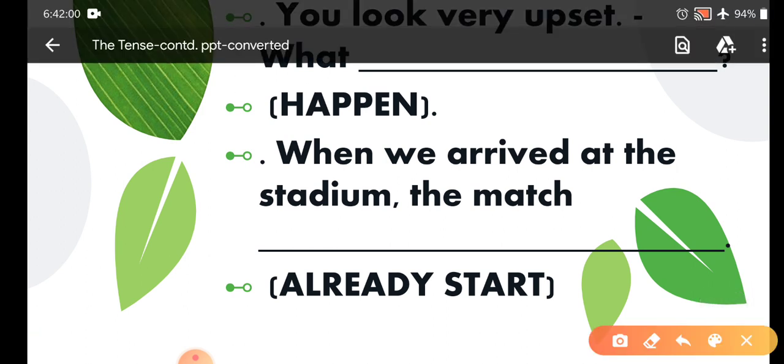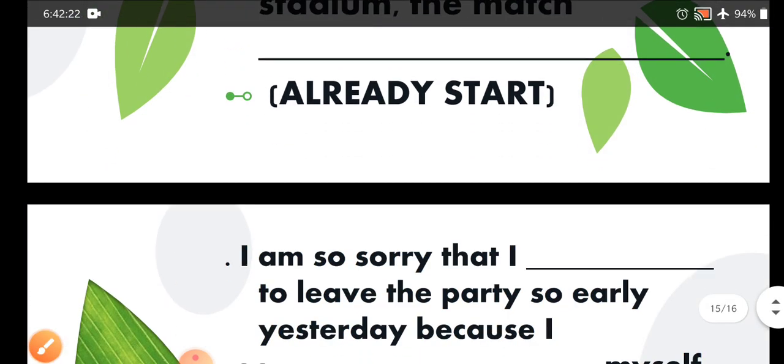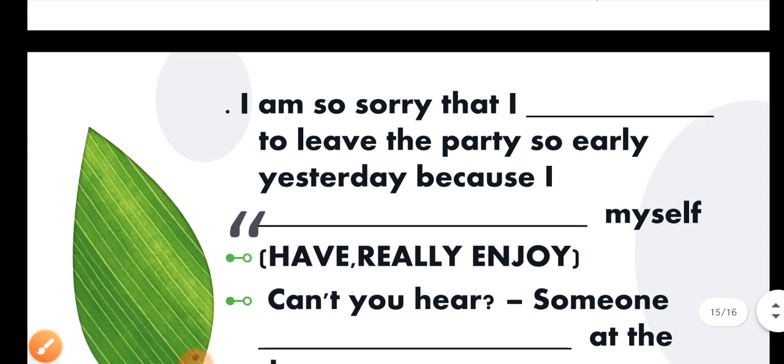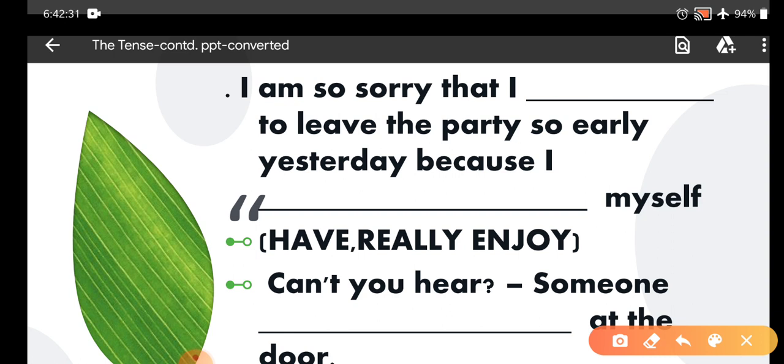Next, this you would enjoy doing because we have learnt the use of already beforehand. So when we arrived at the stadium, the match had already started. Next, I am so sorry that I had to leave the party so early yesterday because.